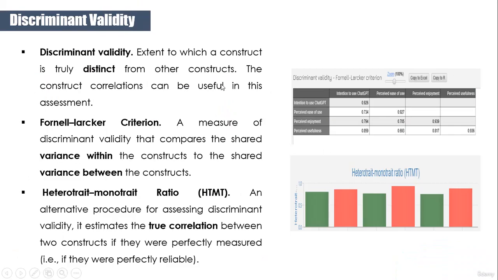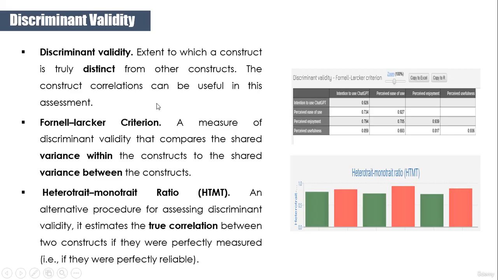So discriminant validity, I have already discussed it. It shows how each construct is distinct from other constructs. In our study, we have used 4 constructs: intention, usefulness, ease of use, enjoyment. Each construct should be different, distinct from other constructs. So discriminant validity ensures that each construct is different from other constructs. They are not highly correlated.